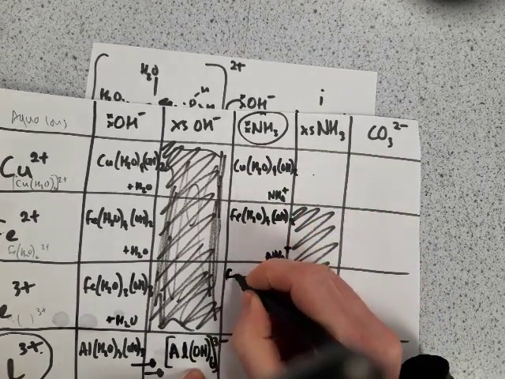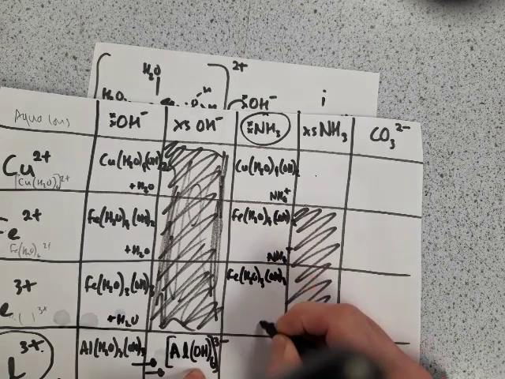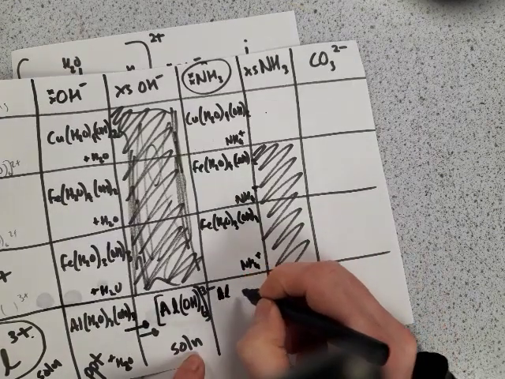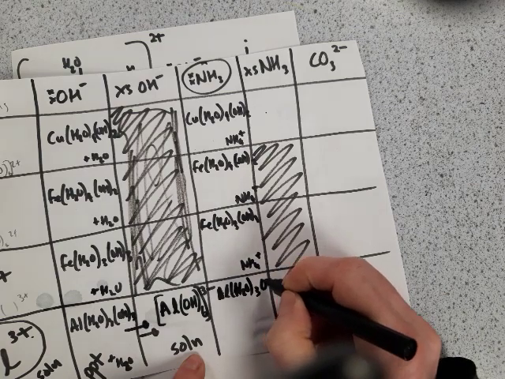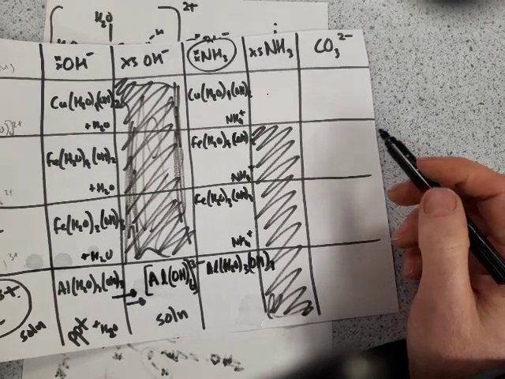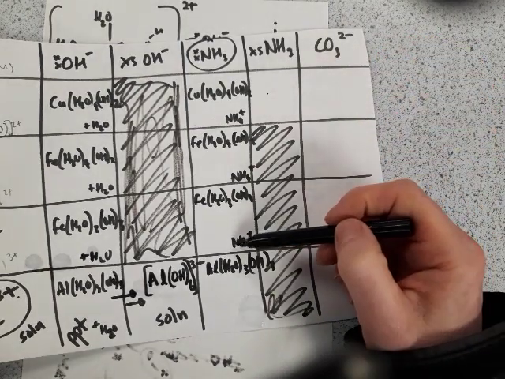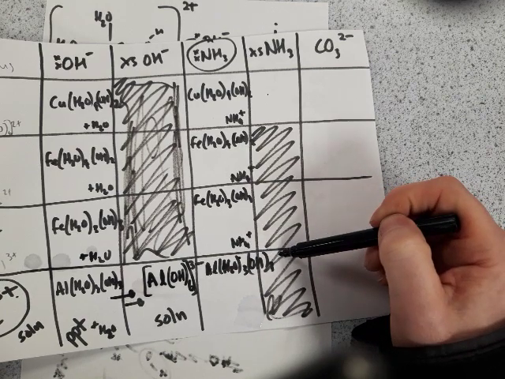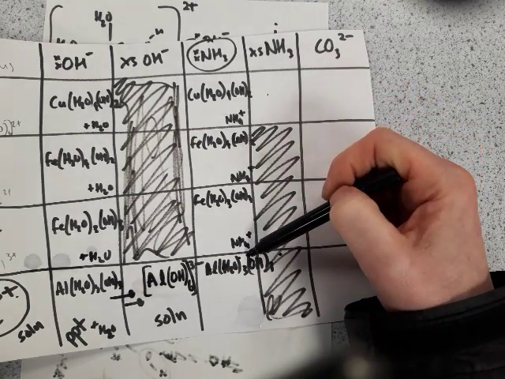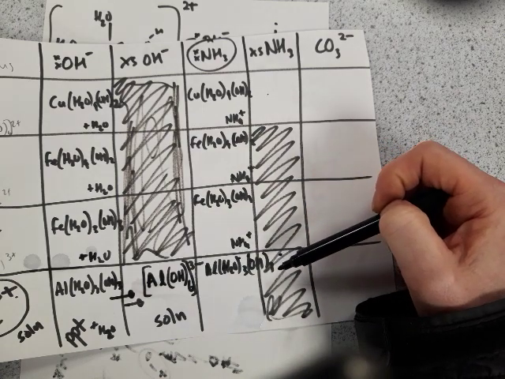And this one, you're going to make Fe(H2O)3(OH)3 with the byproduct of NH4+. And in the bottom one down here, you're going to make aluminium (H2O)3(OH)3, and some NH4+. Notice, ammonia is not a strong enough base to make aluminium lose any more hydrogens. So aluminium will react with excess OH-, but it will not react with excess NH3.